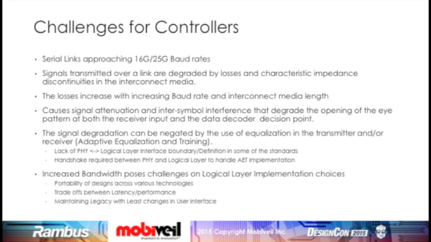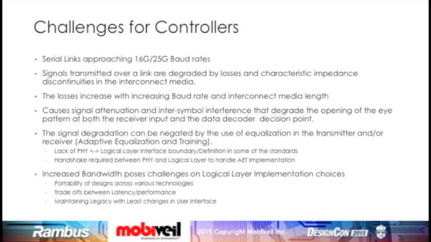So moving to the challenges, if you're familiar with the current generation, the serial link interfaces are generation 3, where you can see 8 gig or 10 gig implementations. And for the next generation, we are looking at 16 gig or 25 gig for the controllers we have. And once we move towards these higher baud rates, there are basic challenges: the signal transmitted over a link is going to be degraded by the losses and the characteristic impedance discontinuities in the media. And again, these losses are going to be more with increasing baud rate and media length.